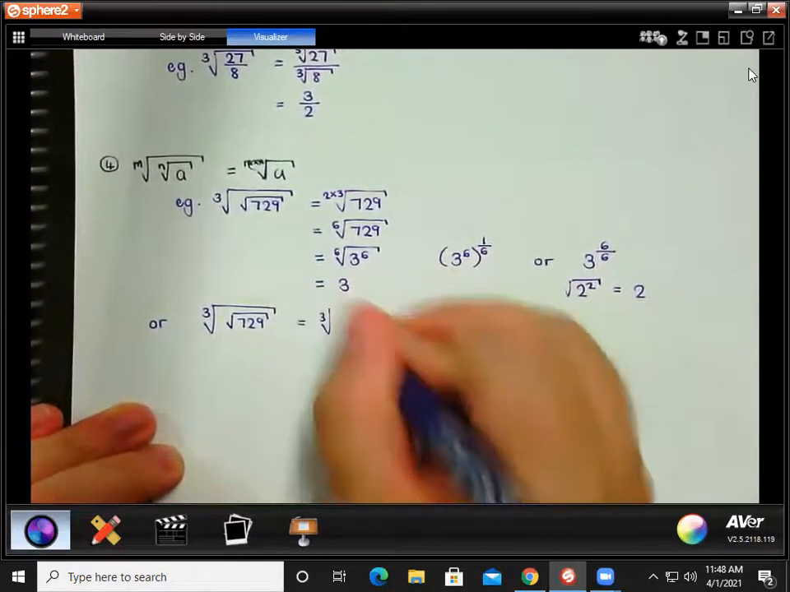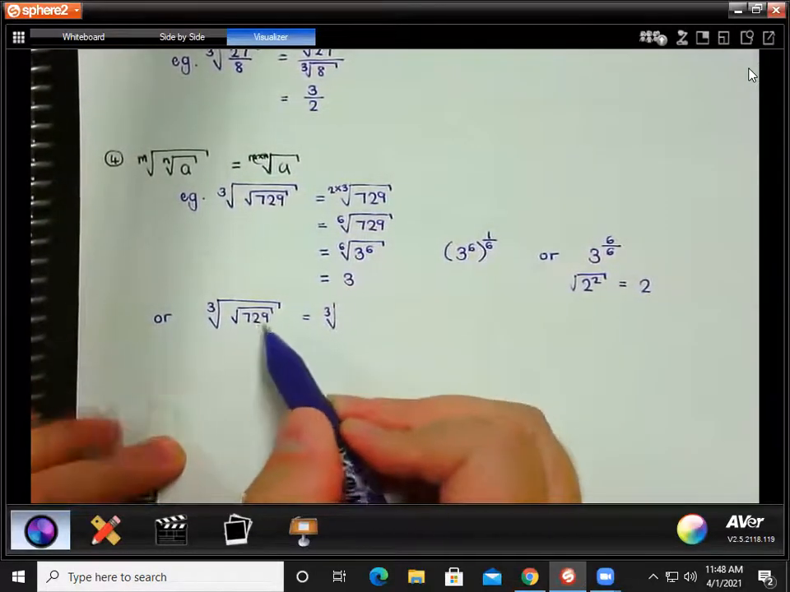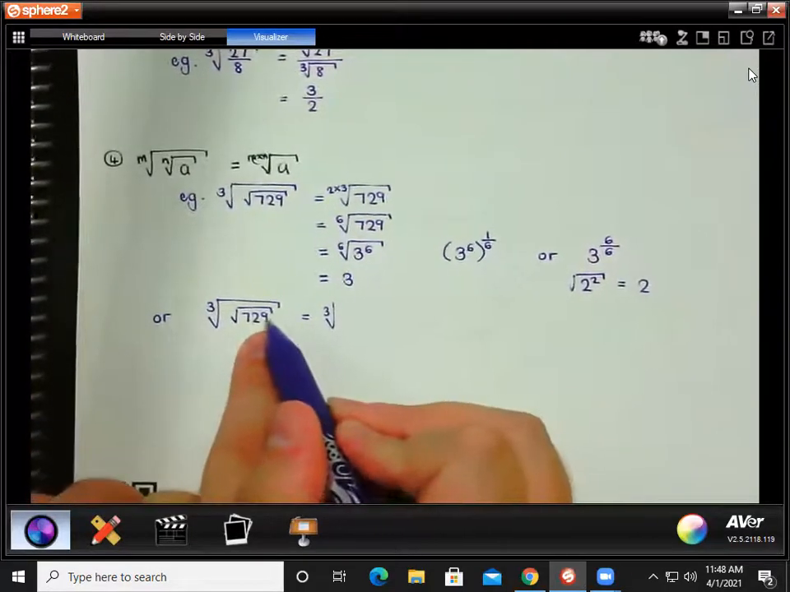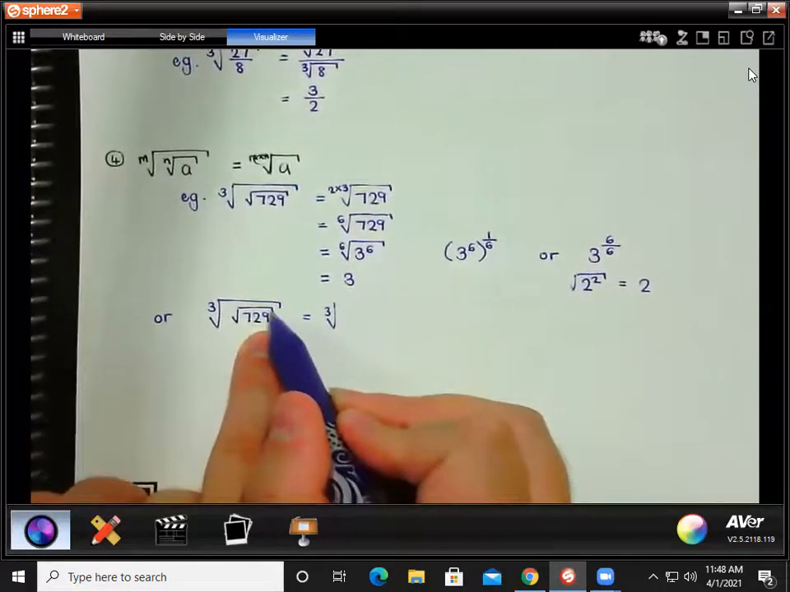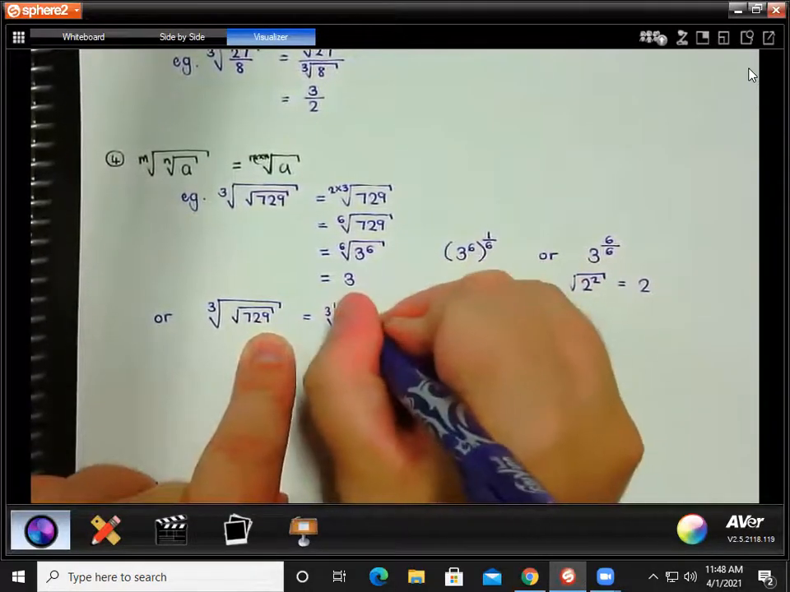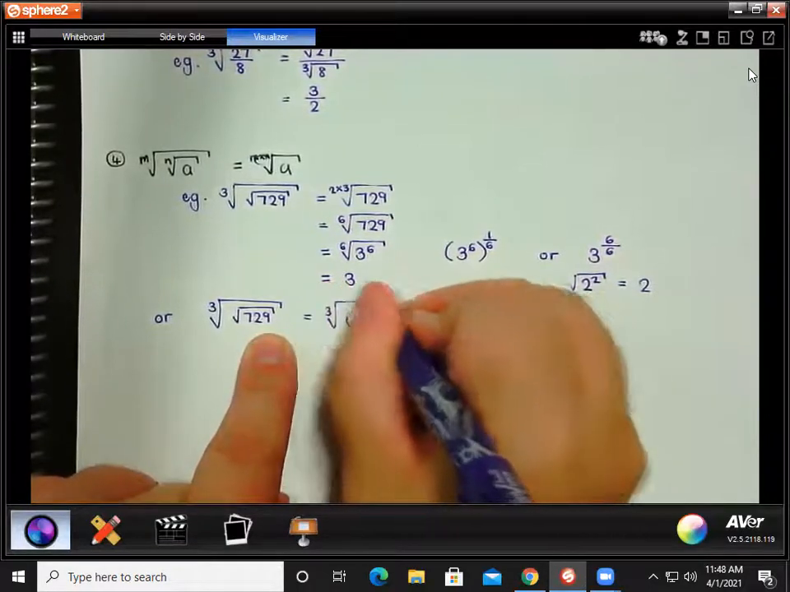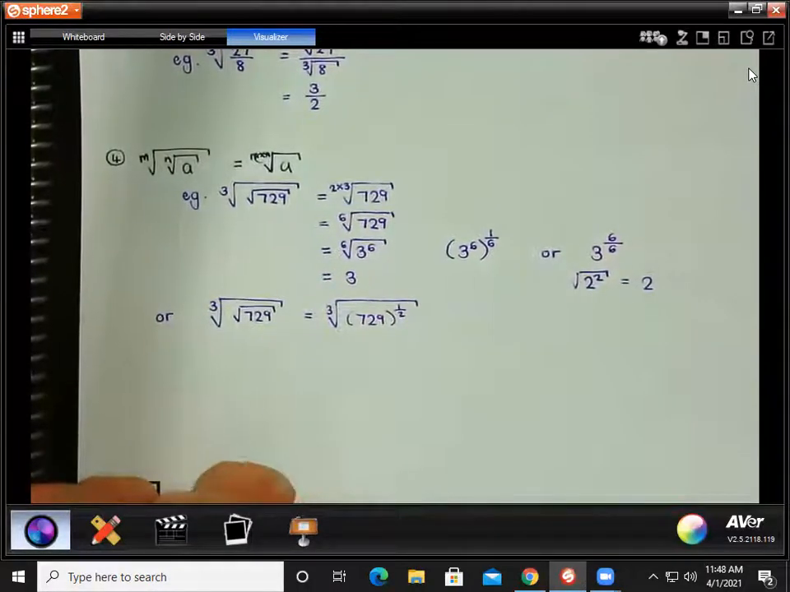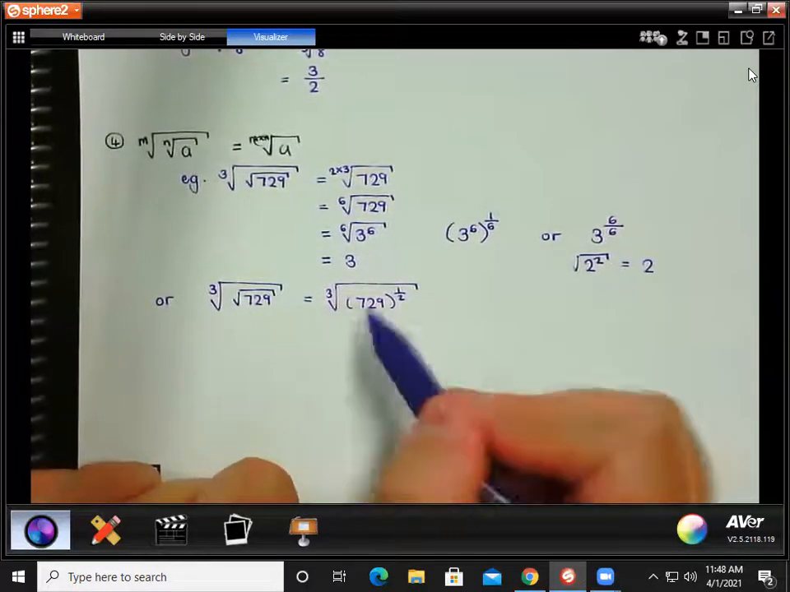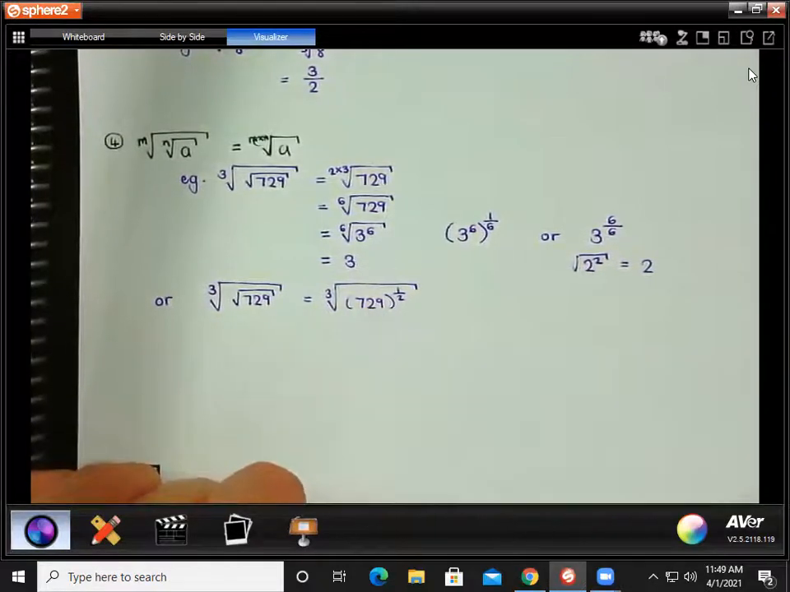So let's do the inner surd first, the inner root. The square root of 729, how will I write that in exponent form? What is the exponent of 729 on the inside? 1, and the number on the outside is 2. So this will be 729 to the power of a half, right? If I'm just writing that inner surd, that square root of 729, in exponent form, it's 729 to the power of a half.